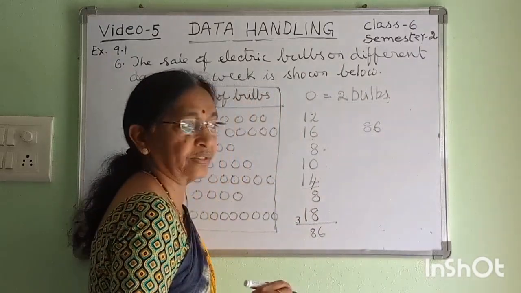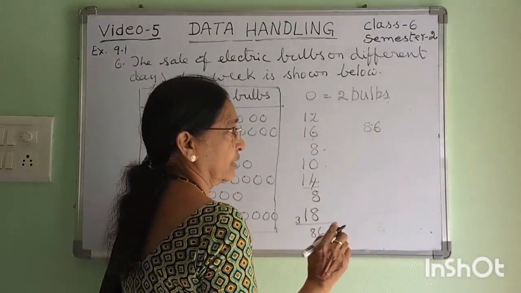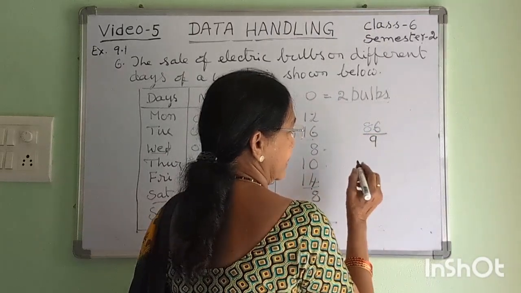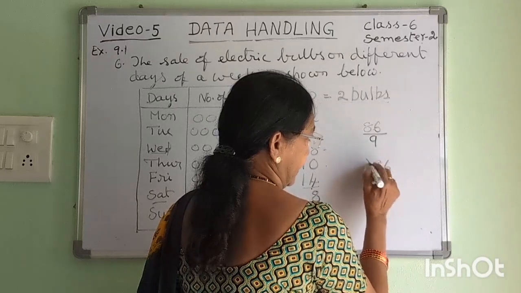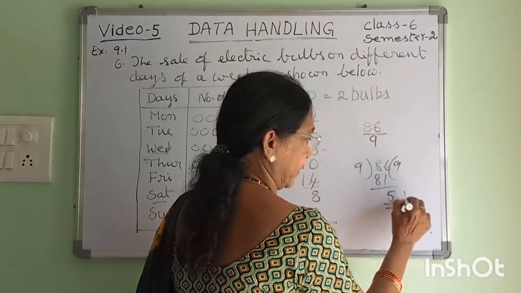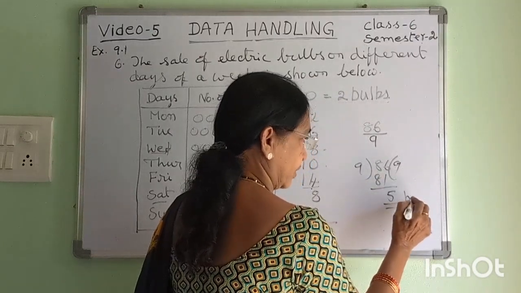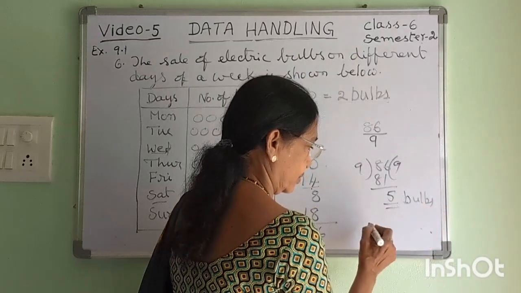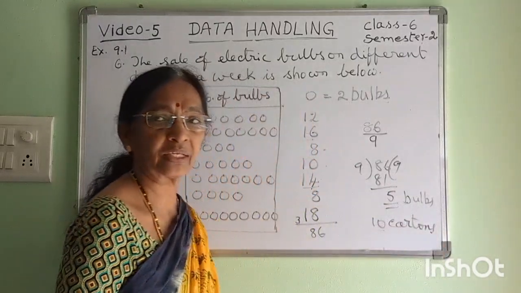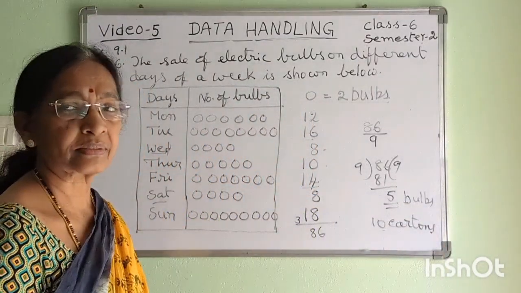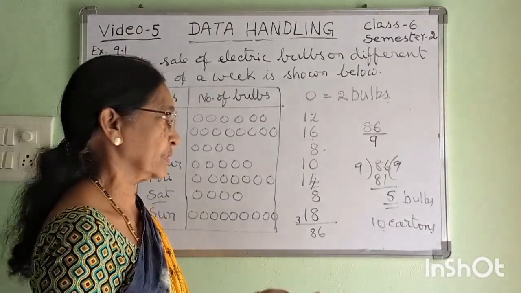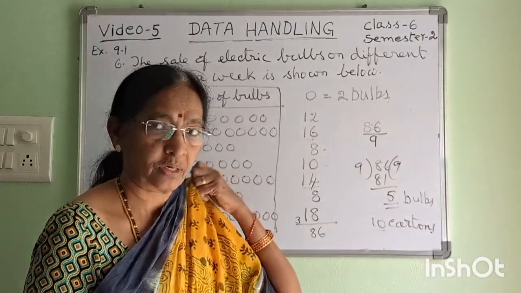If each carton's capacity is 9, we need 86 divided by 9 cartons. So 9 nines, 81. So 5 bulbs remain. Therefore, 9 plus 1 carton for 5 bulbs. Therefore, 10 cartons. 10 cartons are needed if you pack all the bulbs at a time. If we want to pack on different days, we need some extra cartons, 12 cartons.